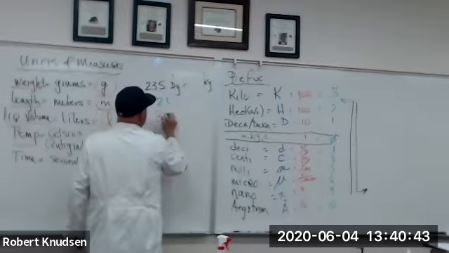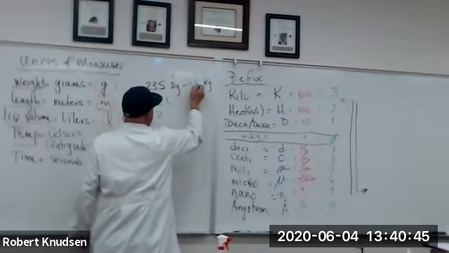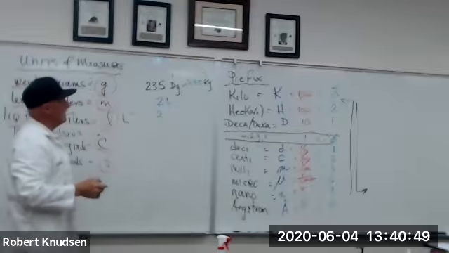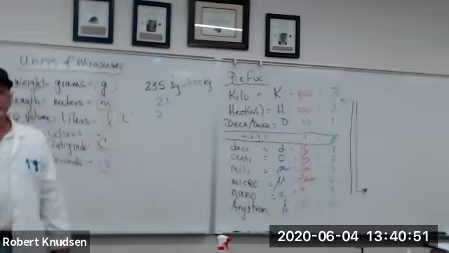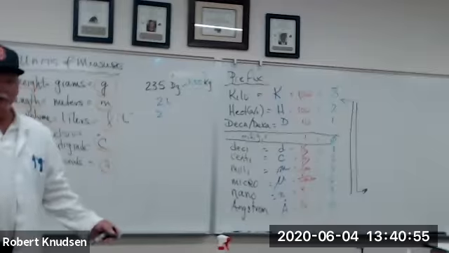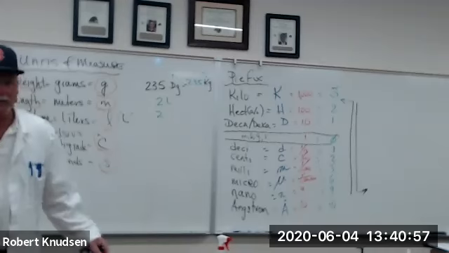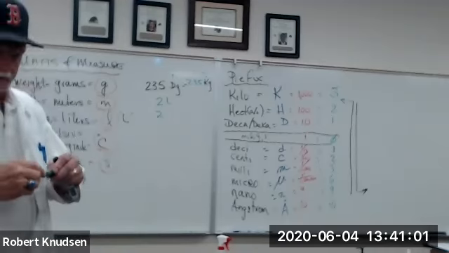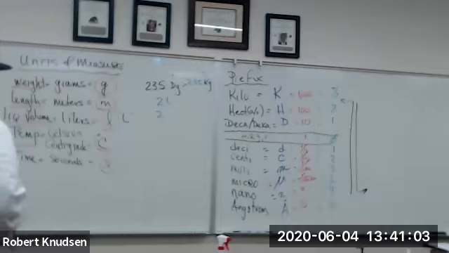So it's 2.35. So there's 2.35 kilograms in 235 decagrams. You get it? That's it.